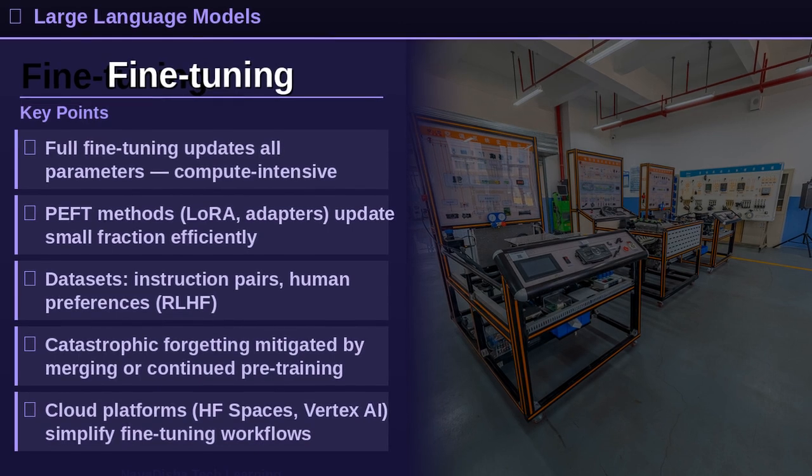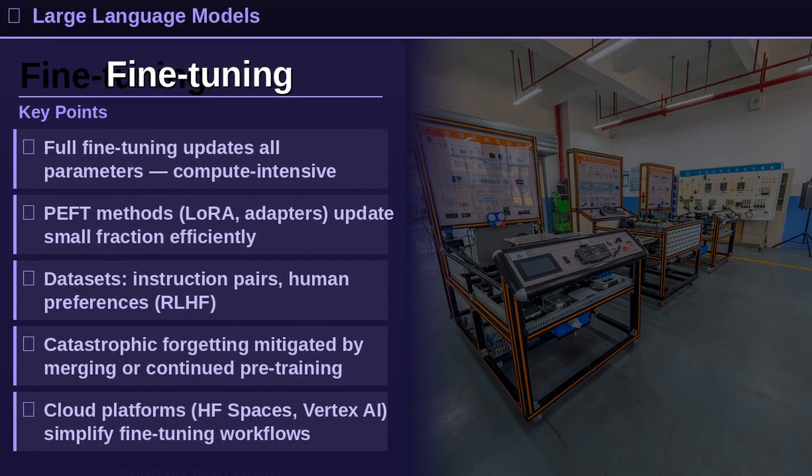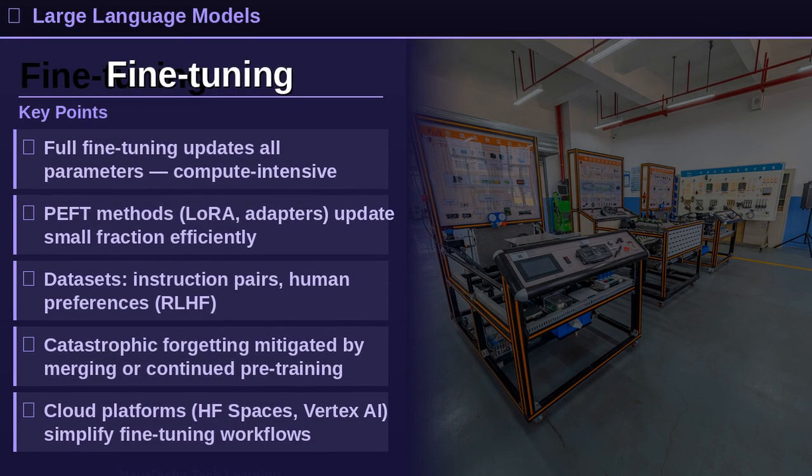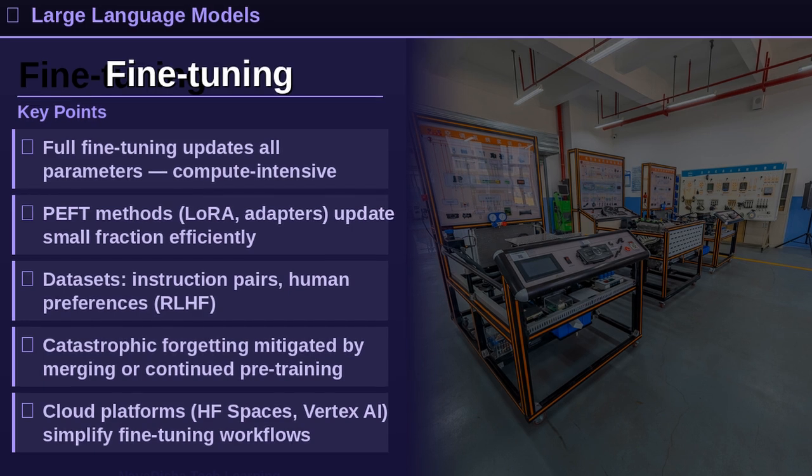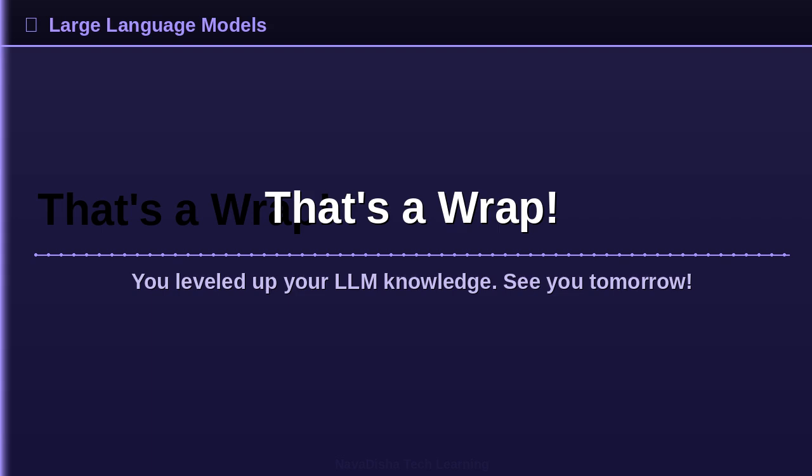On top of that, catastrophic forgetting is mitigated by merging or continued pre-training. Finally, cloud platforms, HF Spaces, Vertex AI, simplify fine-tuning workflows. And that's fine-tuning in simple terms.